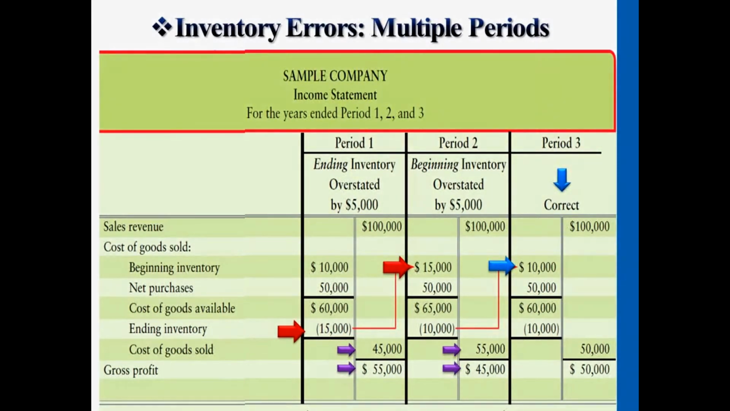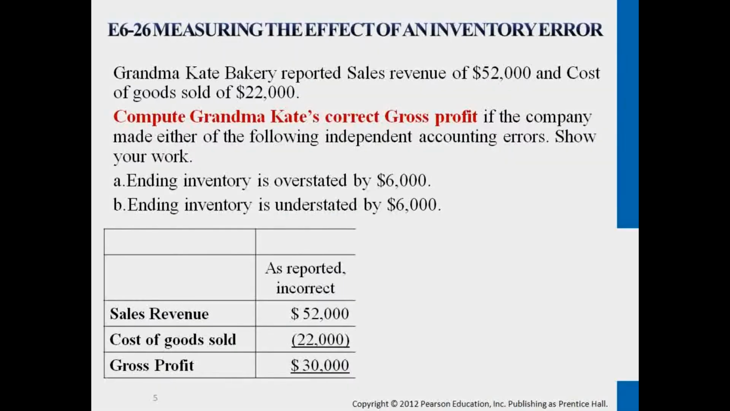Okay, let's take a look at an example. Let's say the bakery here, we have sales revenue of $52,000, and it tells us that the cost of goods sold is $22,000. So assuming there's an error in the middle, it tells you in situation A, assume that ending inventory is overstated by $6,000. So let's just take a look at situation A, don't look at B yet.